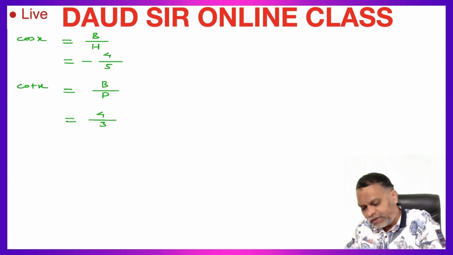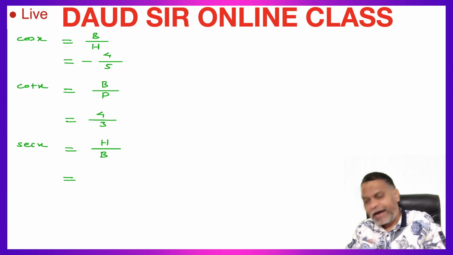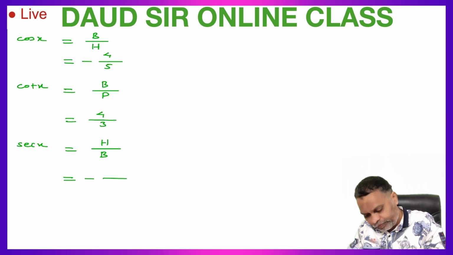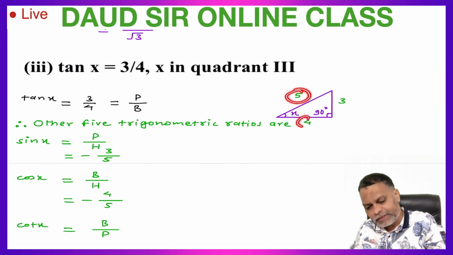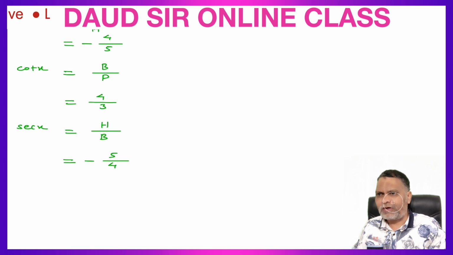Cot, then sec x. Sec x is equal to hypo upon base, and sec x is negative in third quadrant, so put minus sign. Hypo upon base. Hypo is 5 and base is 4, so 5 upon 4. So value of sec x is minus 5 upon 4 because this sec is negative in third quadrant.